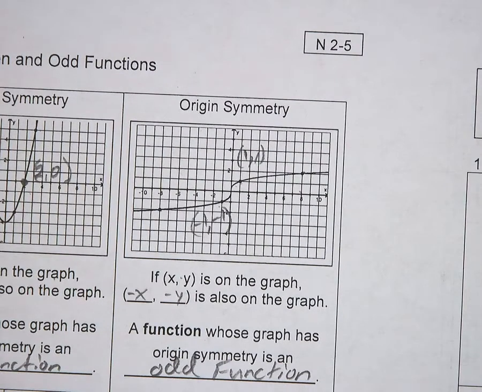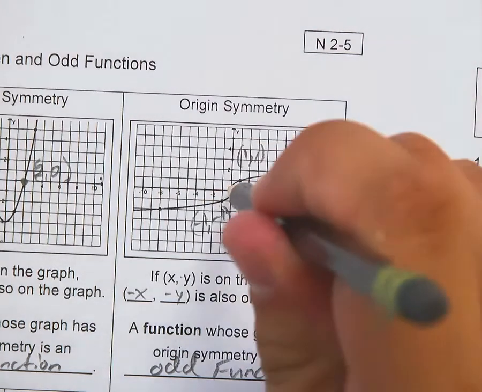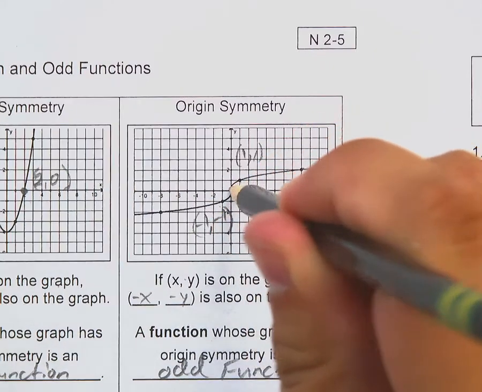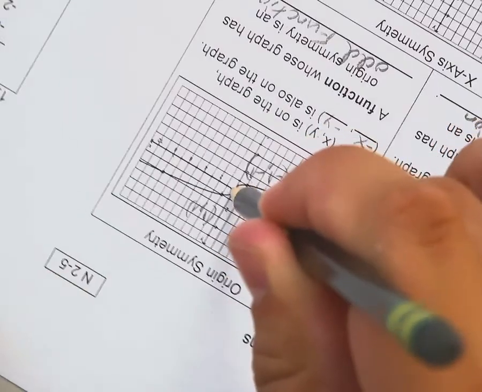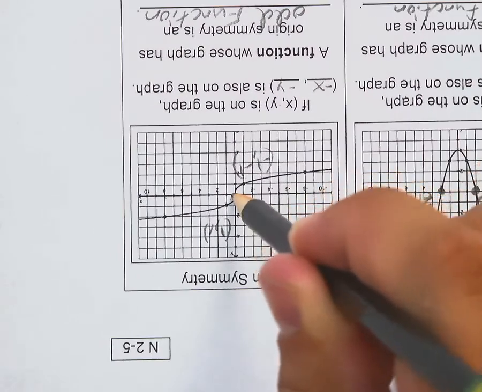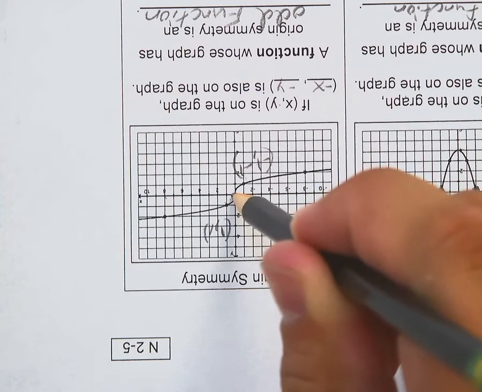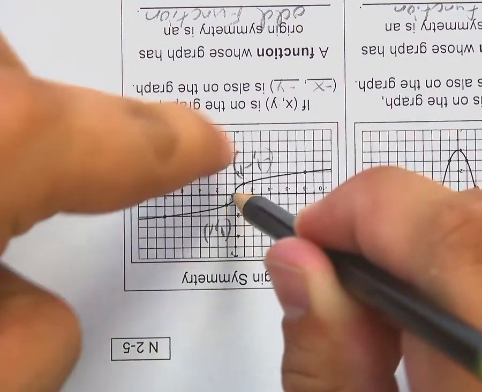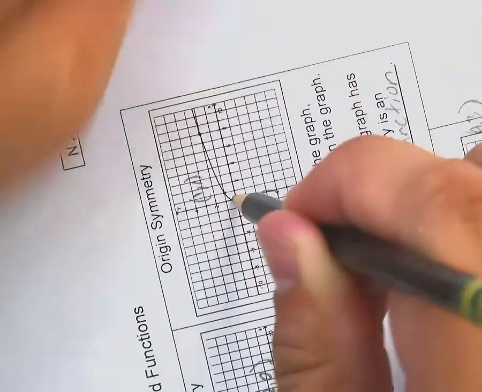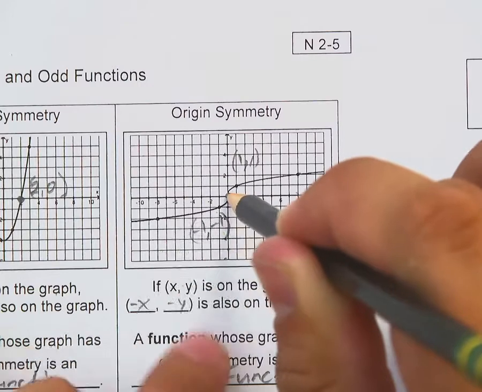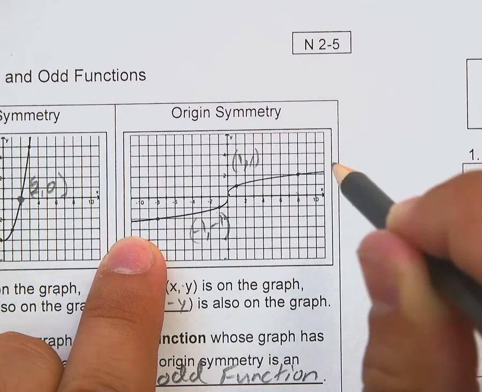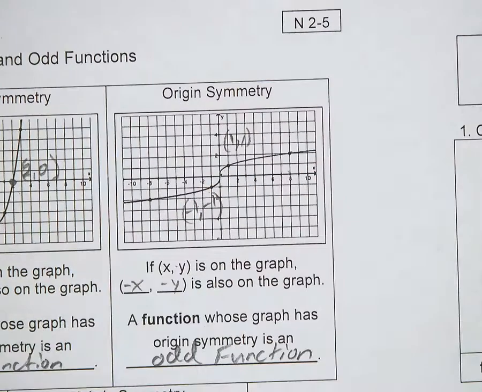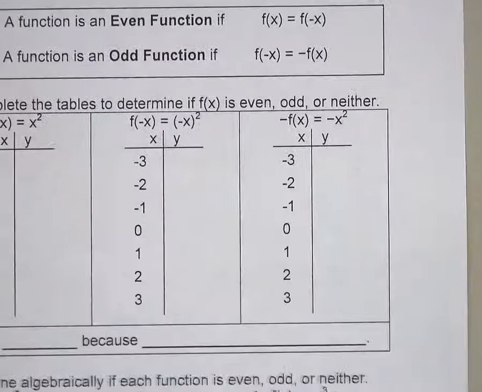Now a quick little bit of advice for origin symmetry. Here's an easy way to tell if something has origin symmetry. If you take your pencil and put it down on the origin, 0, 0, and you flip this thing upside down, if you get what you started with before you flipped, it's origin symmetry. You see how this goes down on the left and up on the right? Flip it around, and it's still down on the left and up on the right. So put your pencil on the origin, flip it around, and it'll tell you if it has origin symmetry.